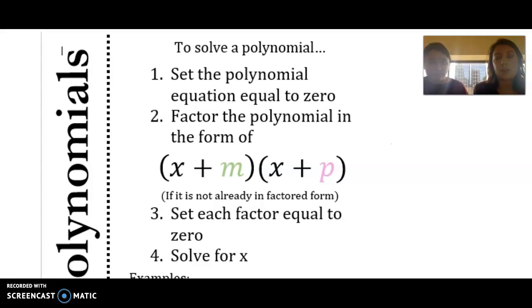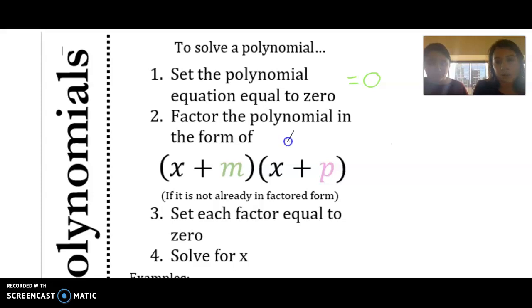So step number 1, it says to solve a polynomial, the first thing you're going to do is set the polynomial equation equal to 0. You guys know how to do that. You just put a little equal sign and a 0 to the side of the equation. Okay? Step number 2 is to factor the polynomial in the form of x plus m, x plus p.